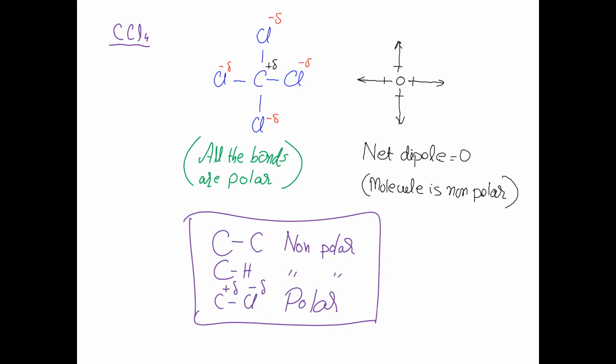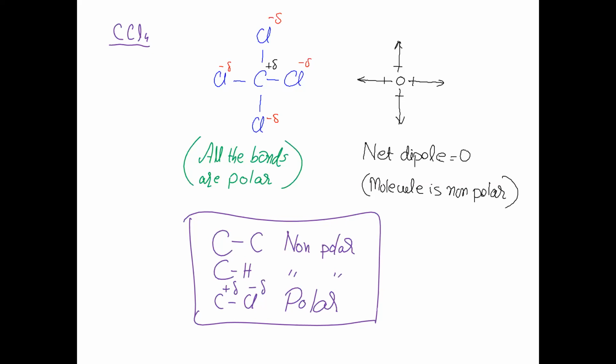What is the difference between them? It is a concept of bond polarity and molecule polarity. One is the polarity of a bond and second is the polarity of a molecule.